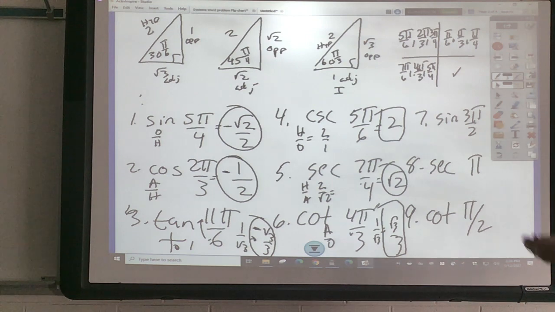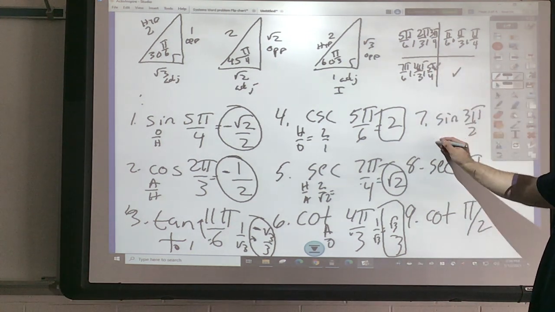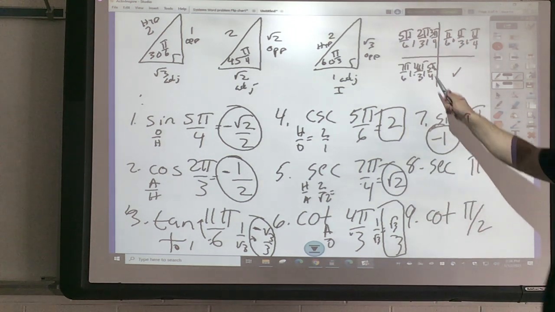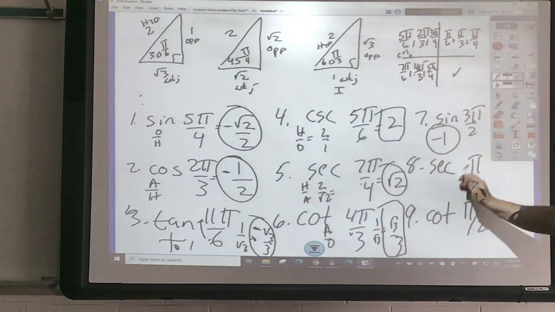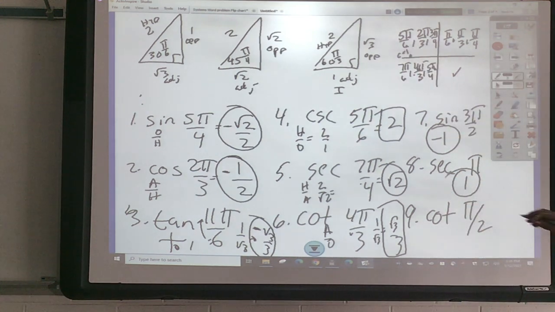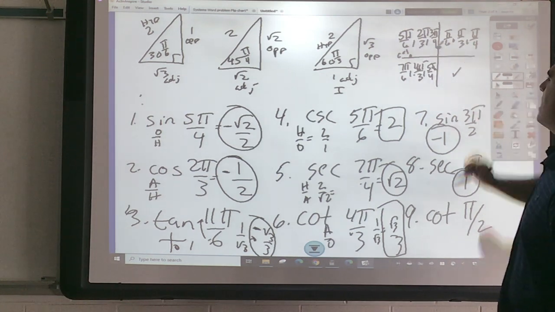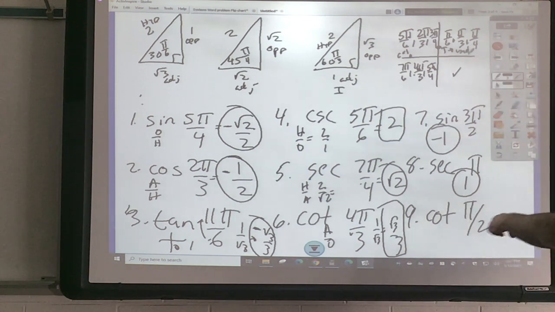3 pi over 2. This will be on that line. So I'm going to look at that, that's going to be -1, okay? All right, secant would be on this one. Cosine there is 1, so this would also stay 1, okay? All right, pi over 2, that's going to be right there, okay? Tangent is undefined there, but since we're looking at cotangent, we'd flip that, and that would give me 0, okay?